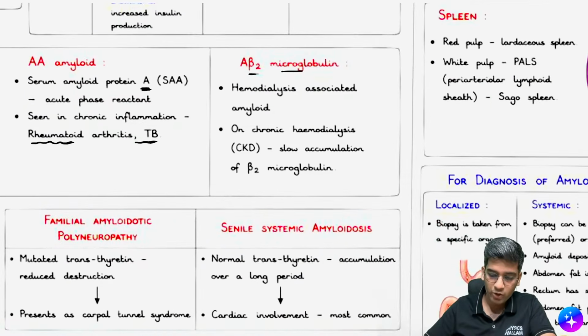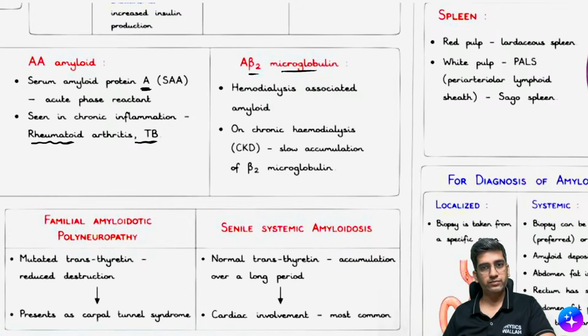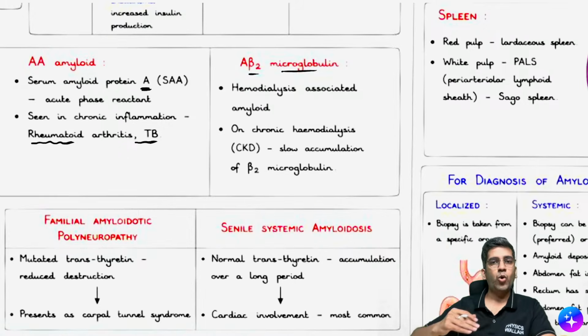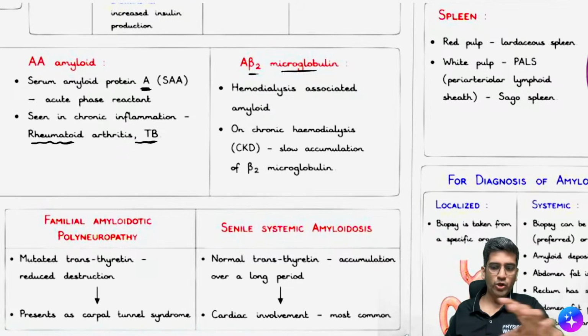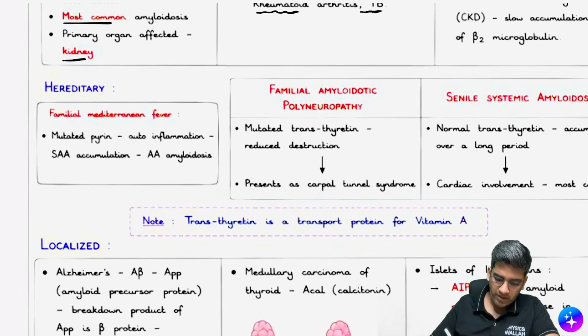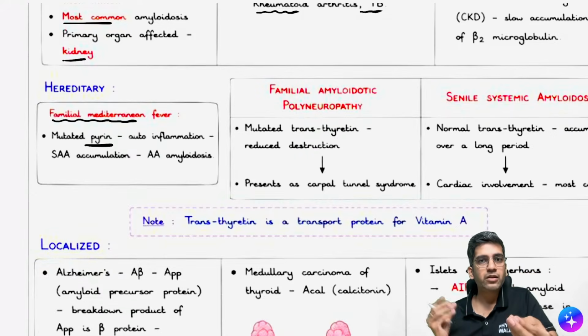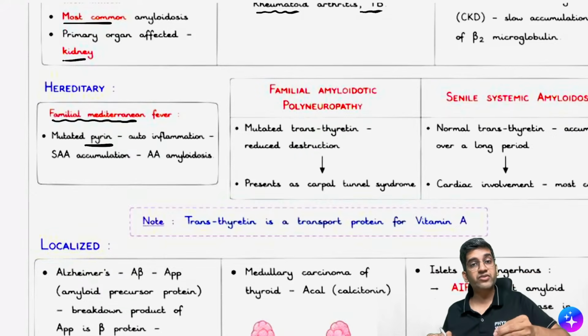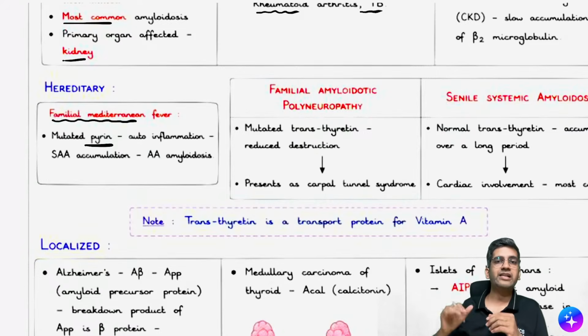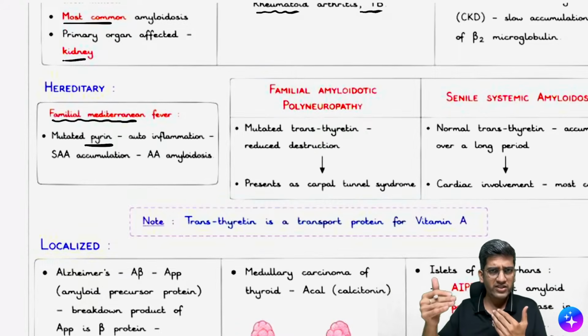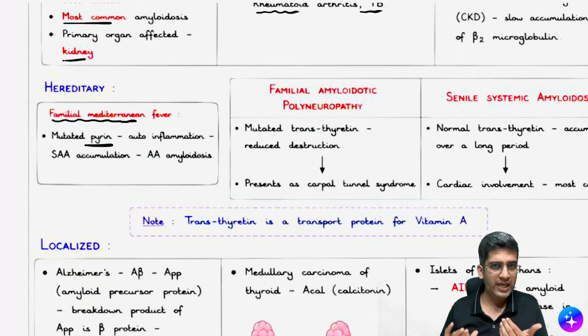A beta 2 microglobulin, seen in hemodialysis, obviously chronic. Over a period of time, slowly this beta 2 microglobulin keeps on accumulating because it is not filtered by the dialysate membrane, and it causes A beta 2 amyloidosis, right? Then we have the same AA amyloidosis but in familial Mediterranean fever. Here I have a mutation in a gene called pyrin. Because of this, there is autoinflammation without even an antigen. Without even a bacterial infection, the patient will keep on having fever. Obviously, when there is fever, acute phase protein is there, which causes AA amyloidosis, right?